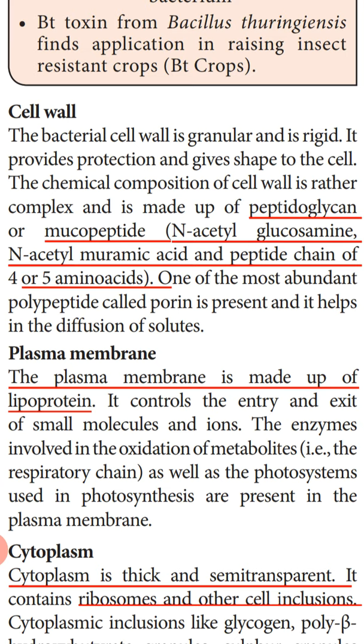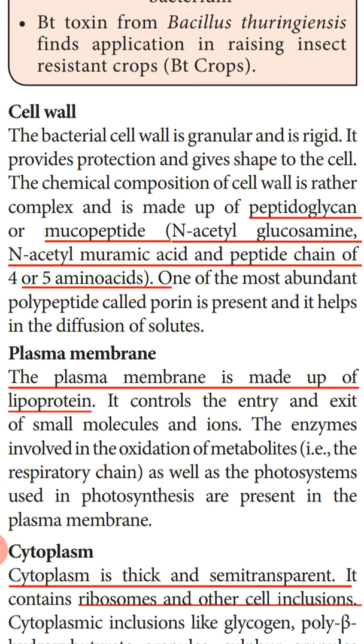Next is the plasma membrane. As we studied, in some bacteria the outermost layer is the capsule. Below that is present the cell wall. Below the cell wall is present the plasma membrane.